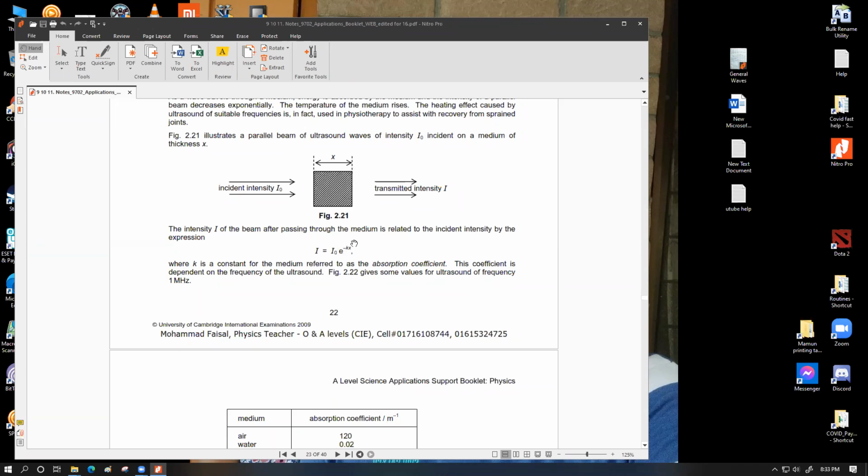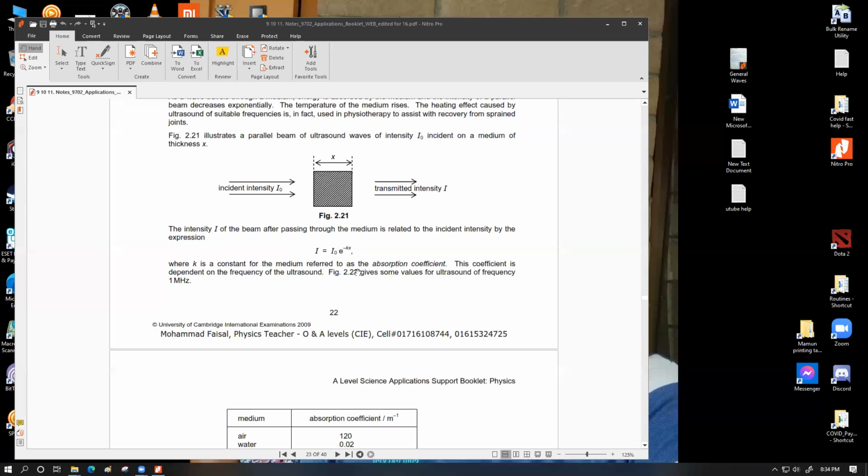So this equation, this fraction e to the power minus kx, is very much similar to the decay equation of atomic physics that you've come across, A equals A naught e to the power minus lambda t. Here it is I equals I naught e to the power minus kx. So this is a negative exponential relationship, which means the further it has to travel, the intensity will drop exponentially, where k is the constant for the medium, referred to as the absorption coefficient.